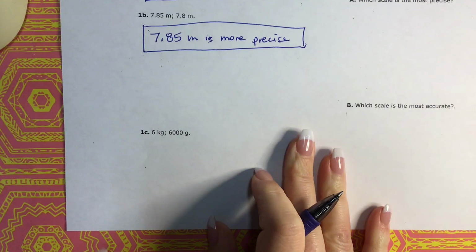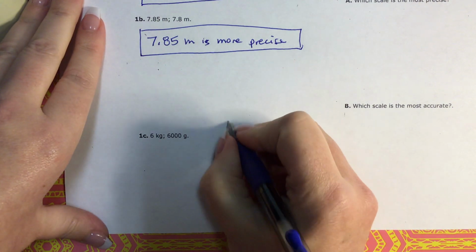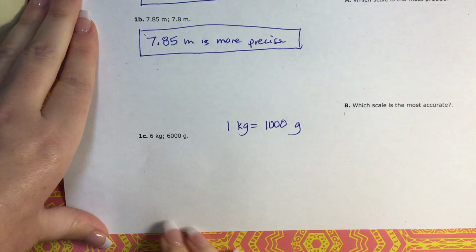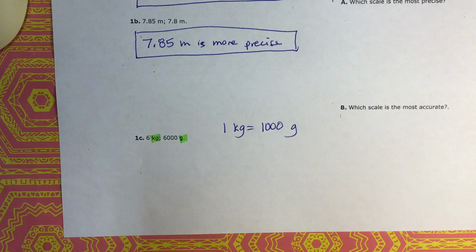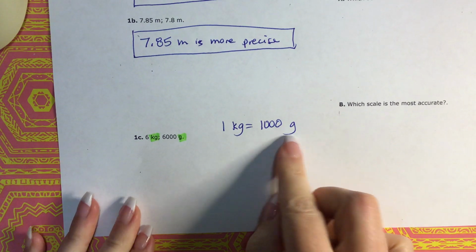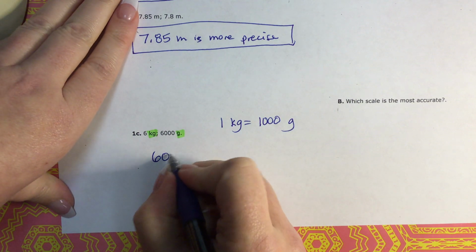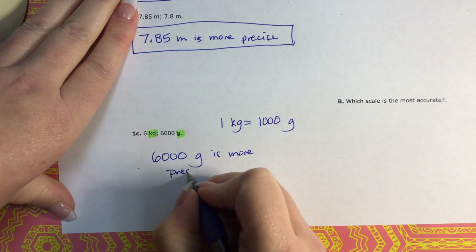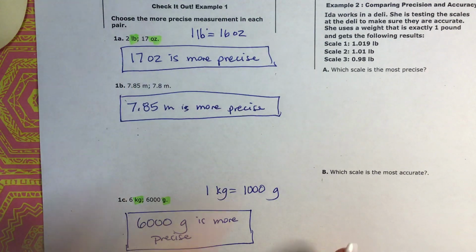Okay, let's look at the last one here. We have kilograms and grams. What you need to know is that 1 kilogram is the same thing as 1,000 grams. So if we're just looking at these two units of measure, grams is a smaller unit of measure than kilograms. That means 6,000 grams is more precise. All right, if you got all those right, great job, and we'll see you in a little bit for example 2.